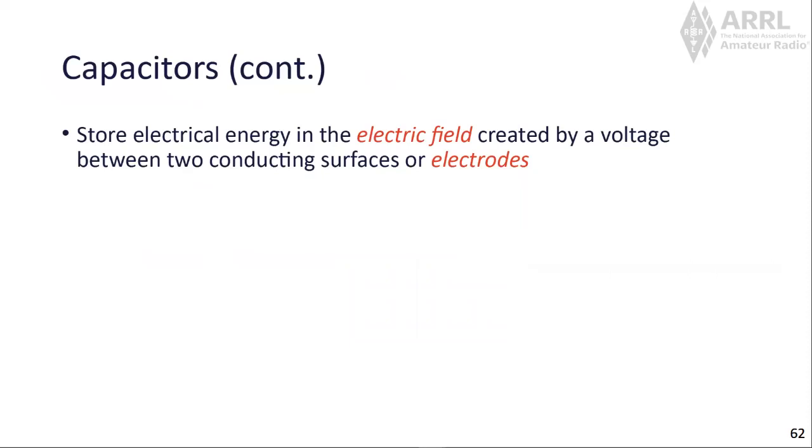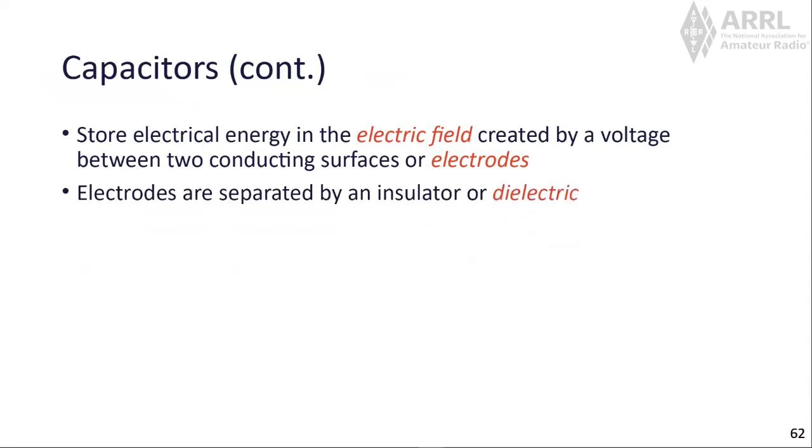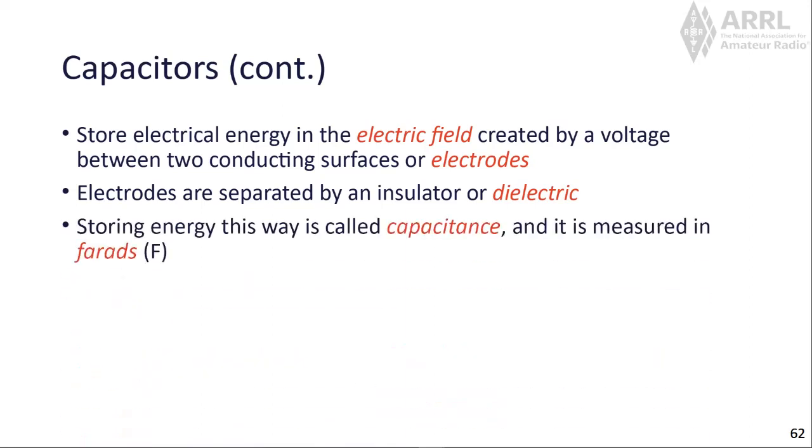But keep in mind, you store electrical energy in an electric field. It's created by the voltage between two conducting surfaces or electrodes. So think of it as like two conducting plates with something separating them. The electrodes are separated by an insulator, or in the case of capacitors, we refer to it as a dielectric, because different kinds of dielectric, different materials, will have different efficiency on the capacitor. Storing energy this way is called capacitance, and we measure it in farads.